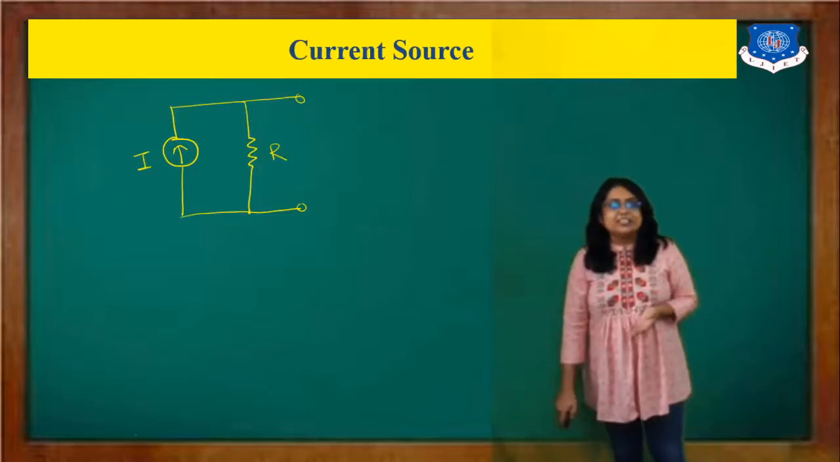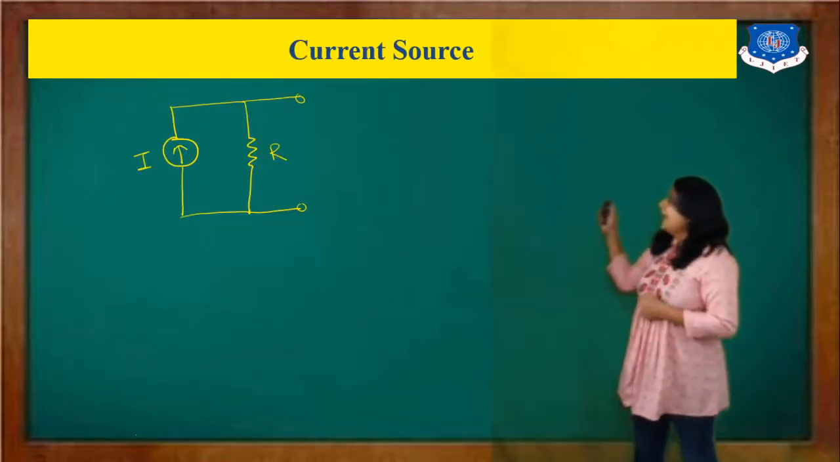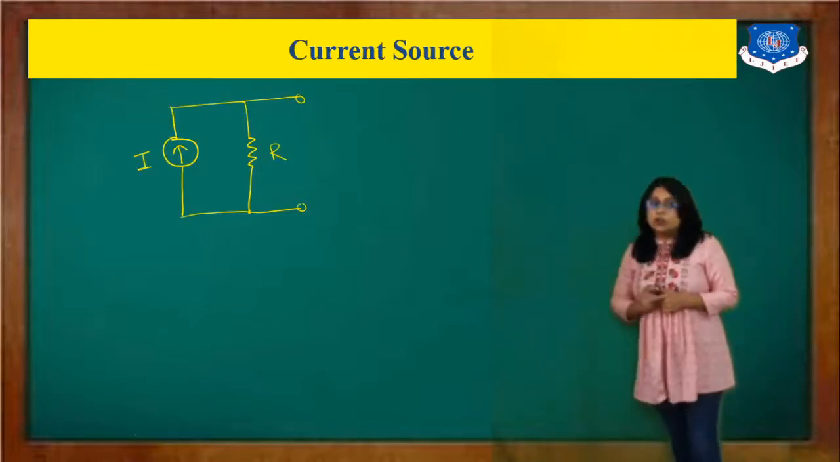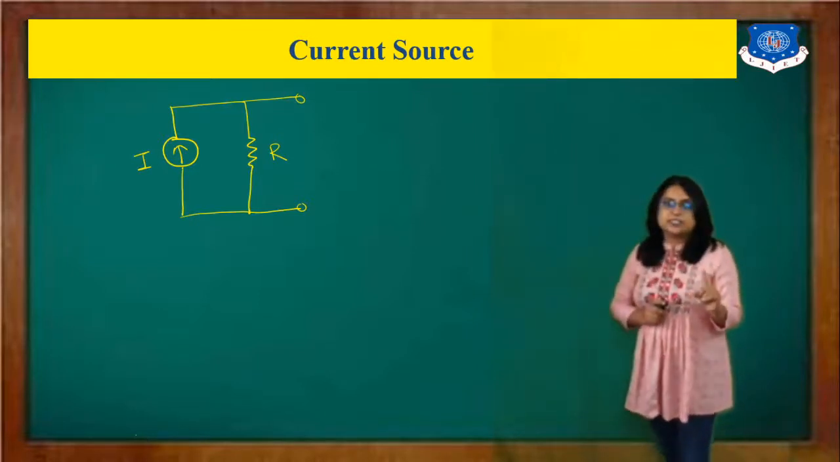Now similarly, we will see the current source. As we discussed, in a voltage source we have a series resistor.